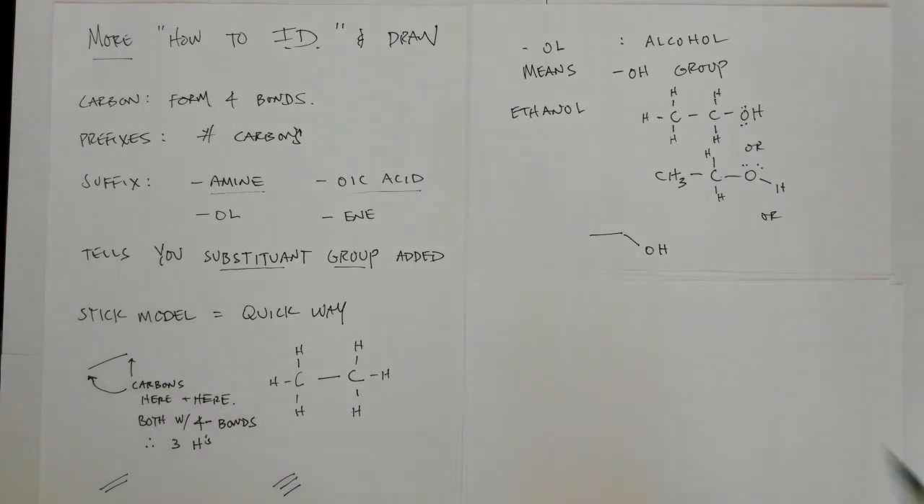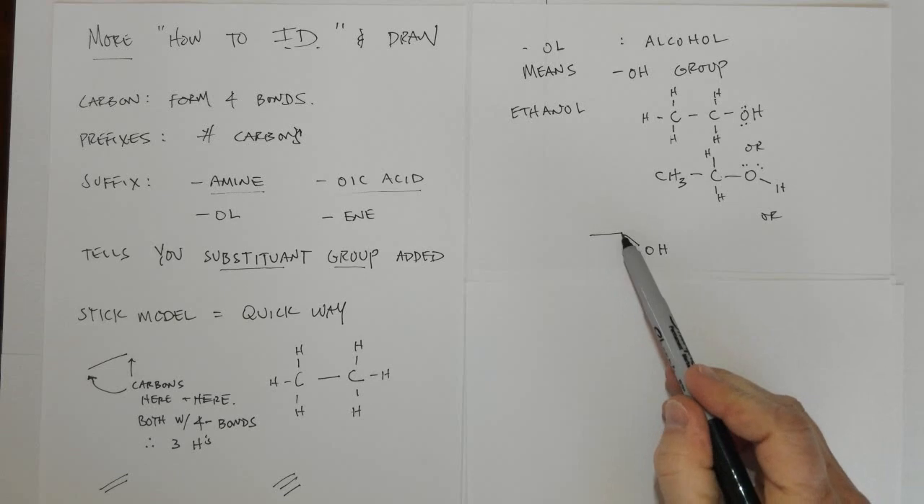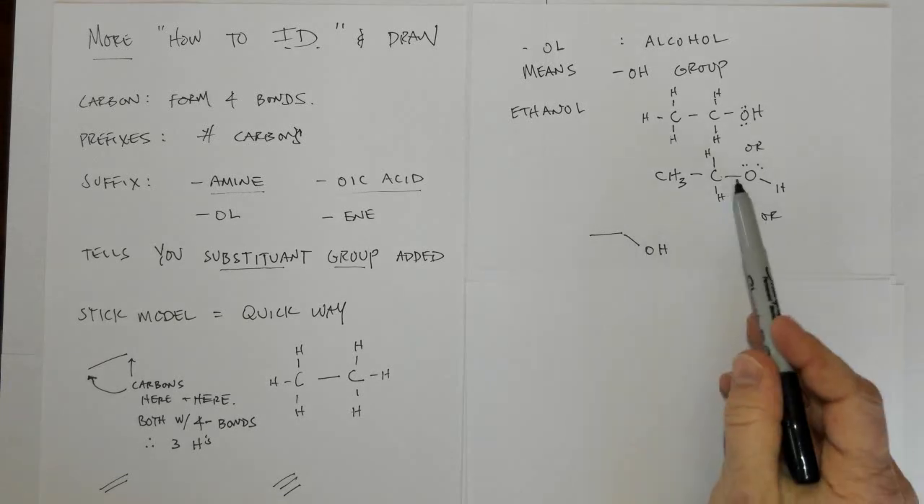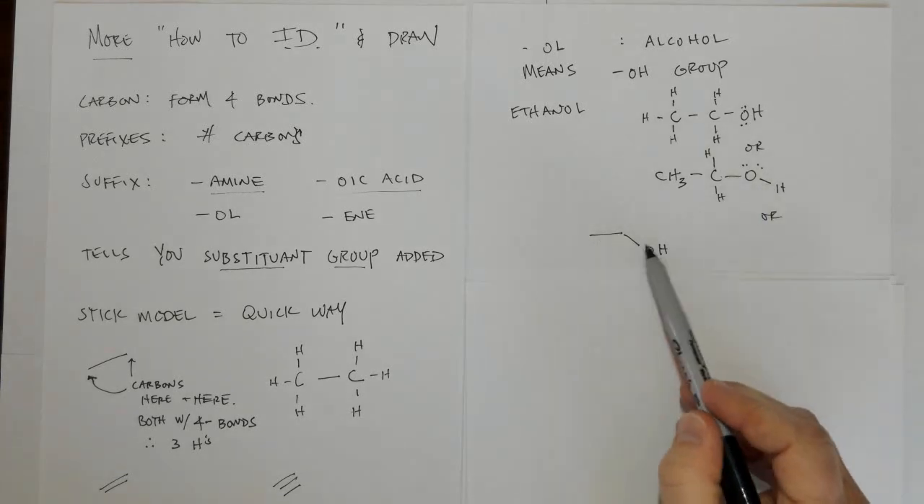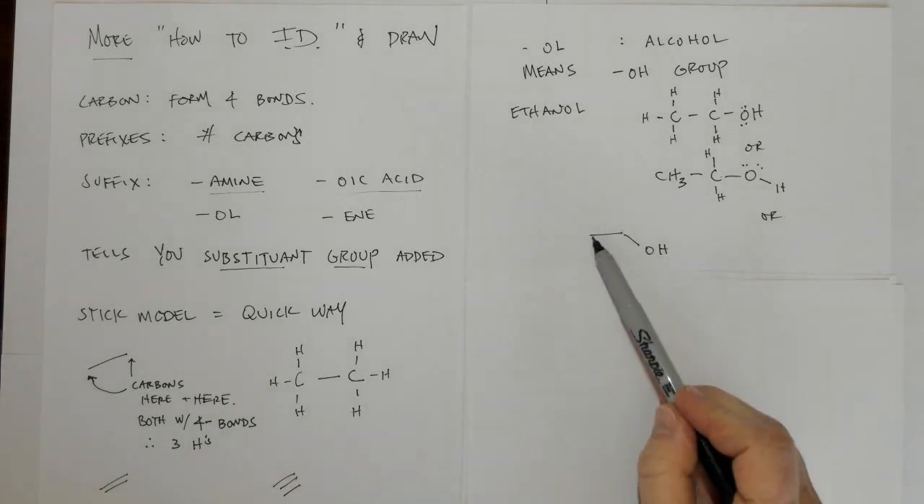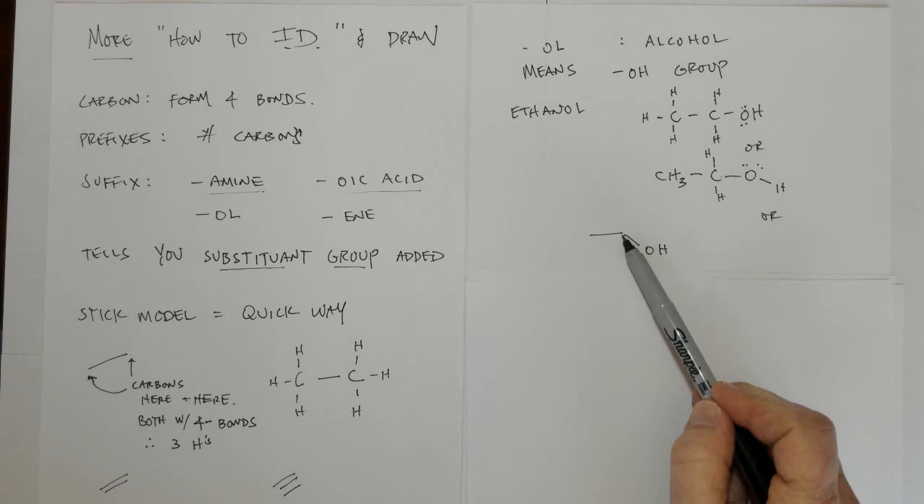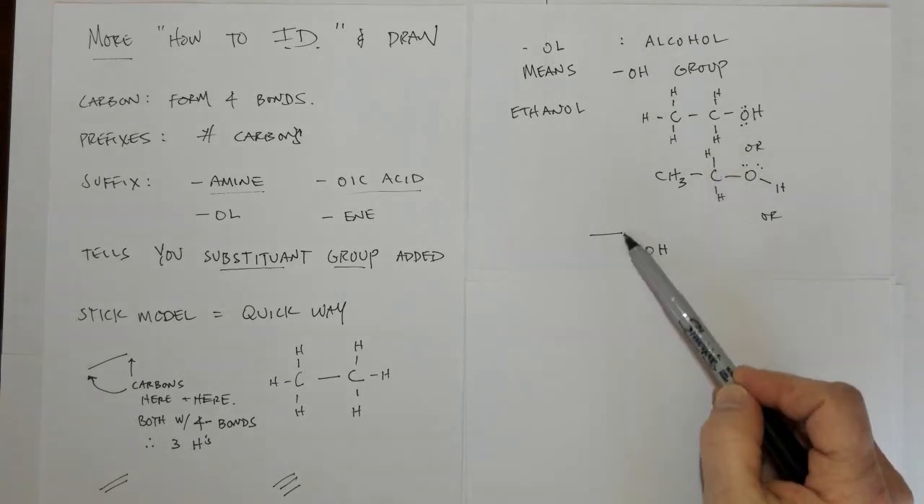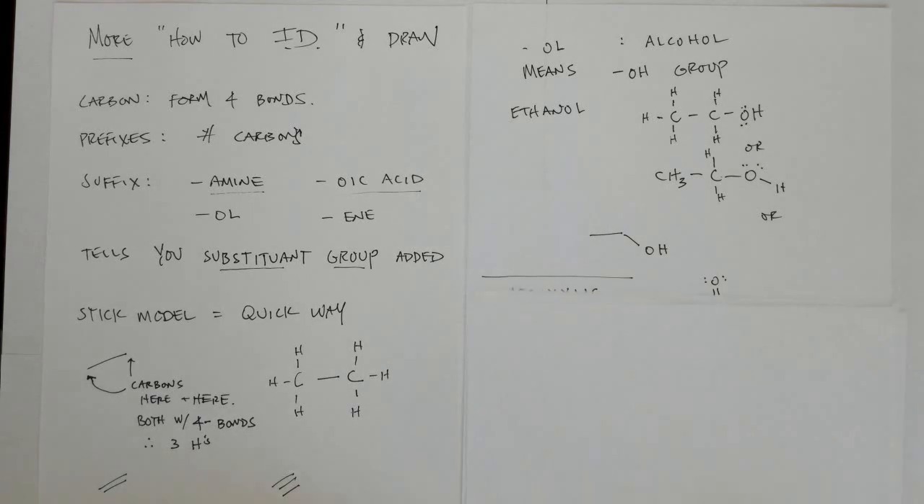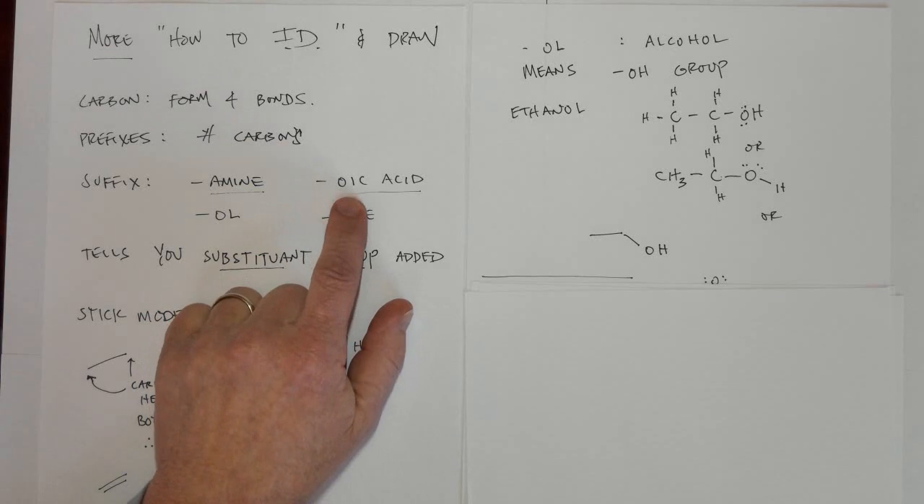Or here's the stick model. Here's one, two carbons, and then we're connected to an OH like this. This is the shorthand way of drawing ethanol. And it's assumed that there's a carbon right here with three hydrogens around it, and then it's assumed that right in here there's a carbon with two hydrogens around it, because each carbon has to have four bonds. All right, let's talk about the second group right here, the oic acids.